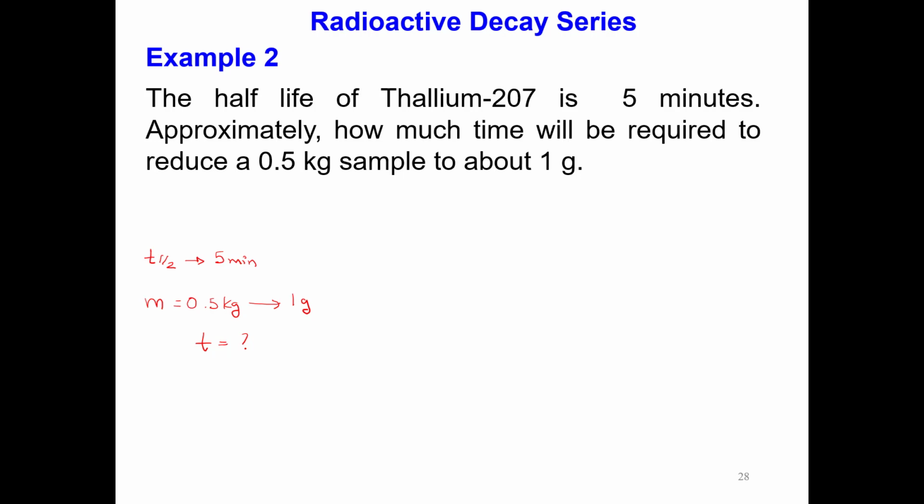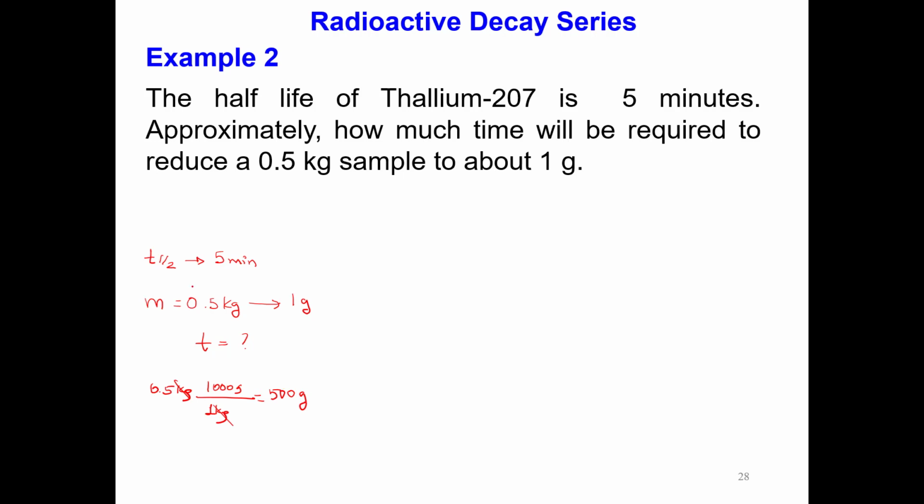Here we need to pay attention to the units. We had kilograms, and we had 1 gram. We need to have the same units, so we need to convert the kilograms to grams. It will be easy. To convert kilograms to grams, we just multiply by 1,000. Or you can use the conversion factor: 1 kilogram equals 1,000 grams. We multiply by 1,000, then we will have 500 grams.